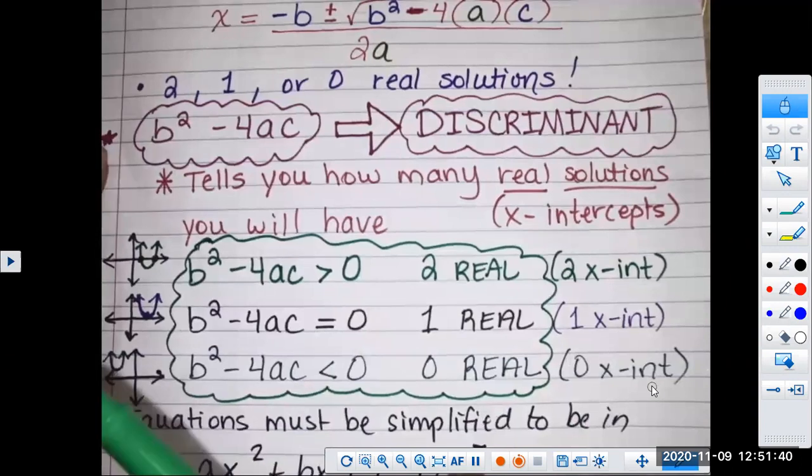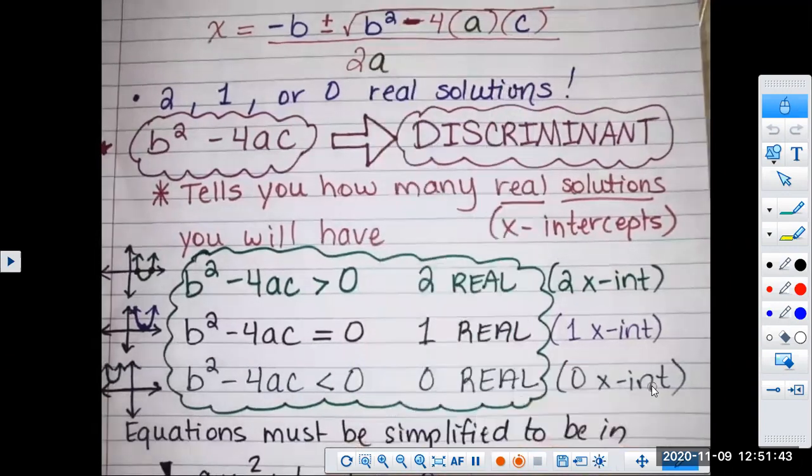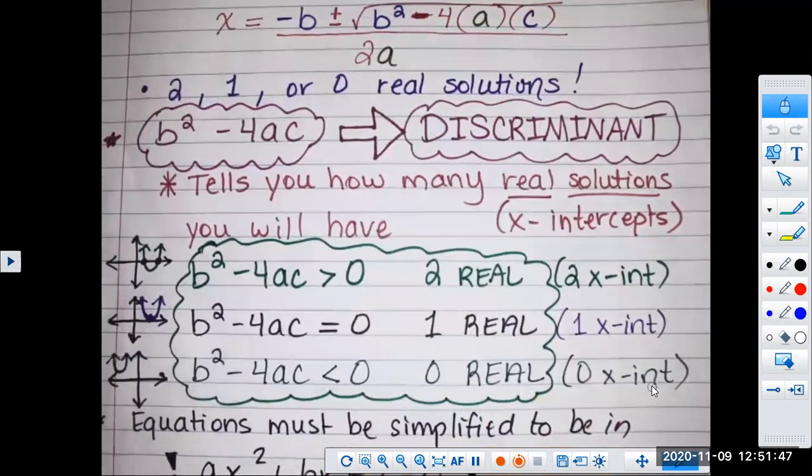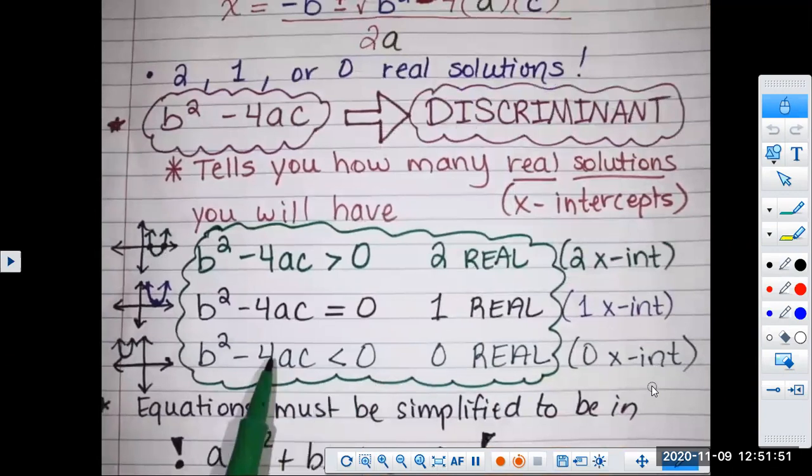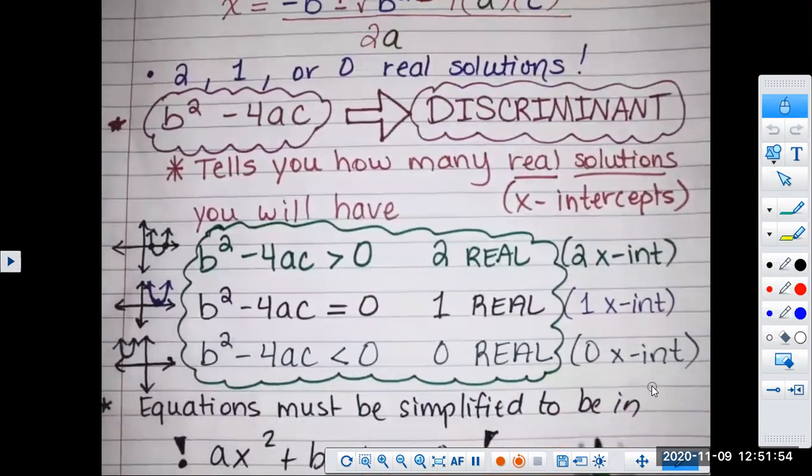If you get a negative number, you know, of course, you cannot take the square root of a negative, or that's what you know so far. Anyway, so if I get that b squared minus 4ac is less than 0 or negative, I have 0 real solutions, and it will not cross the x-axis.